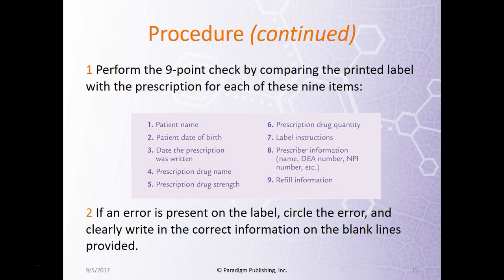So what you want to do is perform that 9-point check by comparing the printed label with the prescription. So you have the list of the 9-point check. If an error is present on the label, you're going to circle the error and clearly write in the correct information on the blank lines that are provided. So we've provided you in your lab manual binder copies of the worksheets that are in your lab book. Of course, they don't photostat very well, so they're not real clear, but those lines are perfect there. So you can look at the pictures in your book and then complete the assignment in the binder.